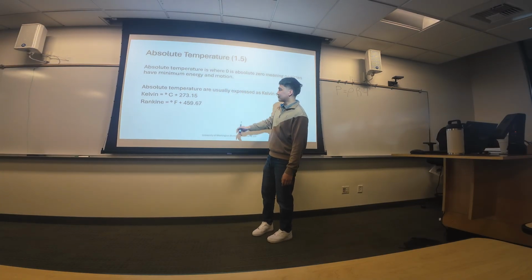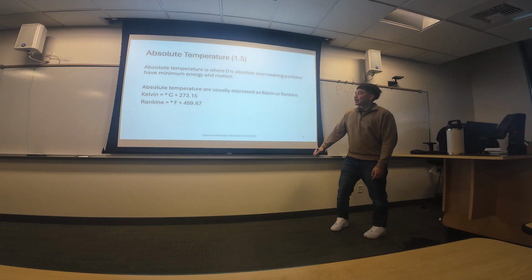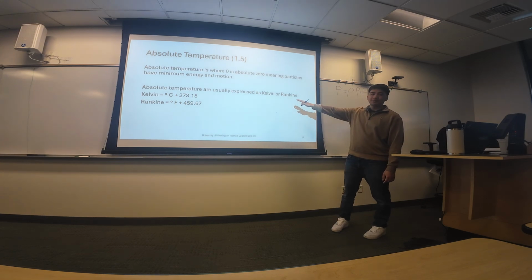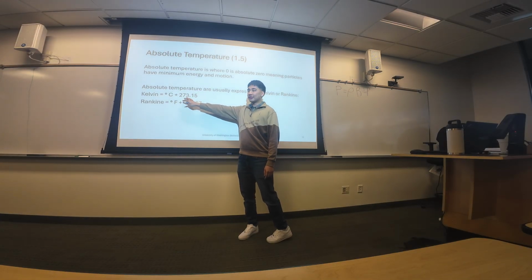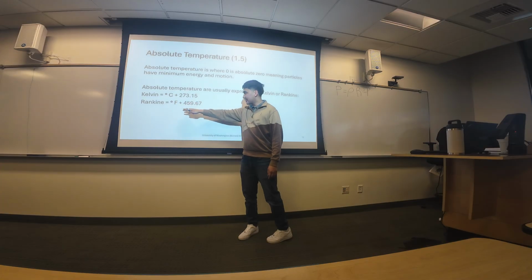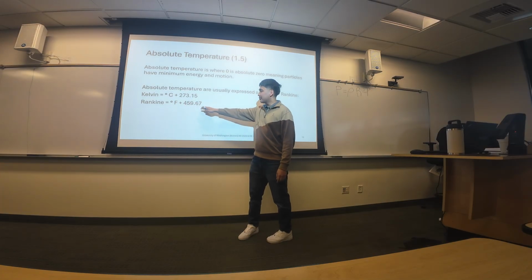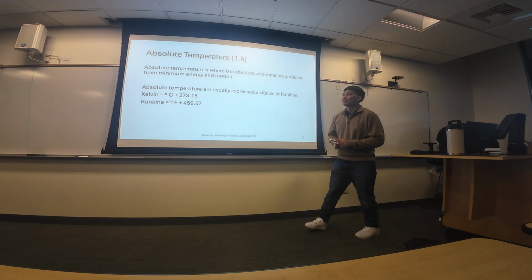So that's why it says minimum energy in motion at zero. It's just that cold. Absolute temperature is usually expressed in Kelvin or Rankine, right? Kelvin is based on Celsius. To get from Celsius to Kelvin, you add 273.15. For Rankine, 459.67.